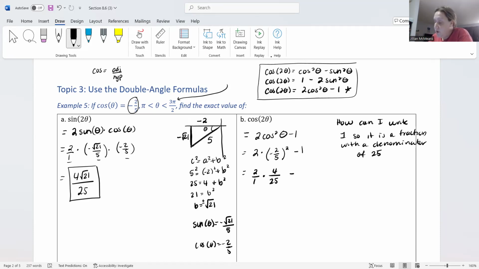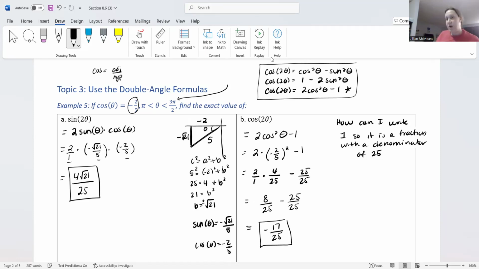Okay. I know that when I take 2 over 1 times 4 over 25, I just get 8 over 25. And then I need to subtract 1, but I'm going to need it to be in fraction form. So all I would have to do is write 1 as 25 over 25. 25 over 25 has a value of 1, but it's in a format that works for us a little bit better. So let's clean this up. 2 times 4 is 8. 1 times 25 is 25. We need to subtract 25 over 25, which is 1. And when I do that, 8 minus 25 is negative 17 over 25.